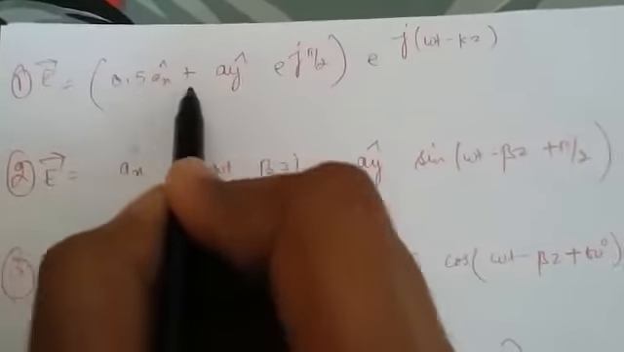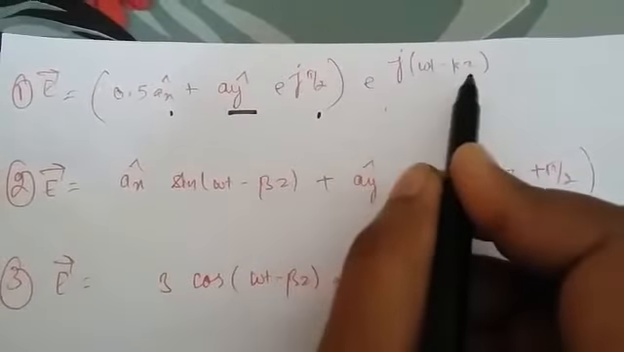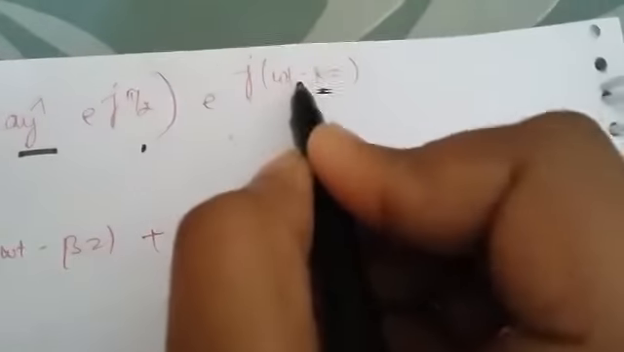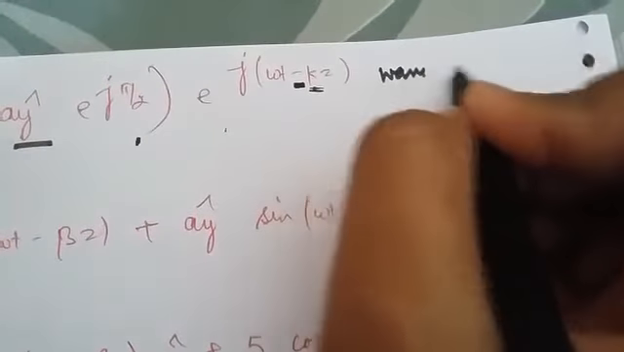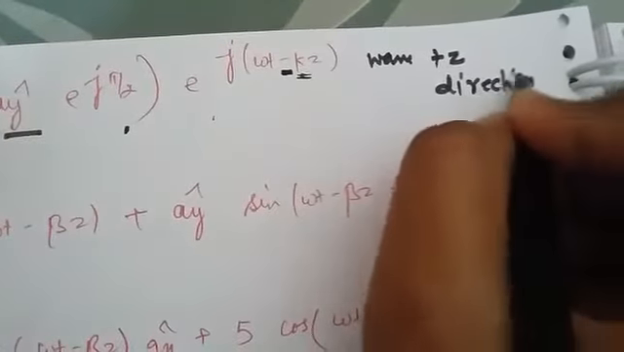E is equal to 0.5 ax cap plus ay cap e to the power j pi by 2, and e to the power j(omega t minus beta z), or it's kz. So the first thing you have to identify is what the sign is here. It's negative, which means the wave is propagating in the positive z direction. So okay, you identified one thing.